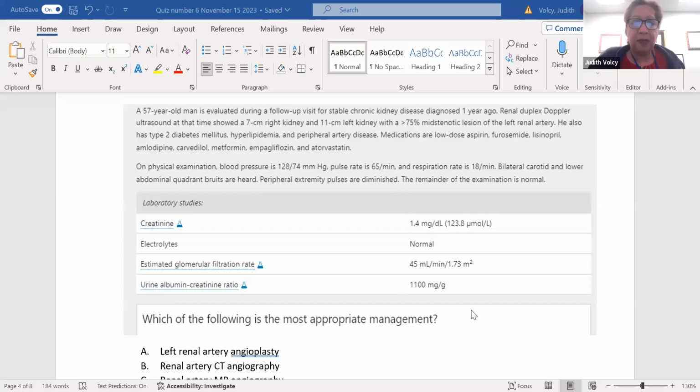Okay, and when you're looking at the medication list, what pops out is that he's on one, so furosemide is one, lisinopril is two, amlodipine is three, carvedilol is four. Four medications for his blood pressure.